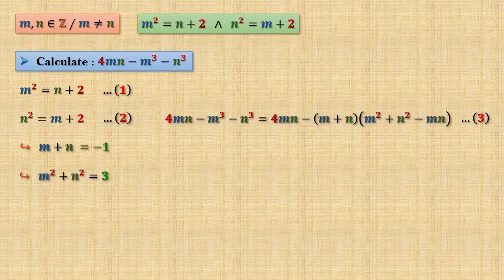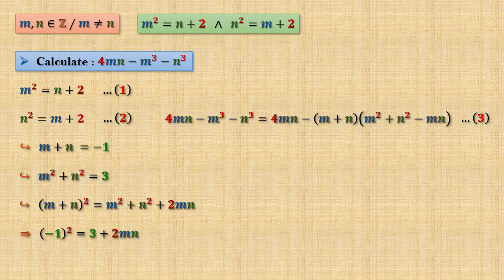Now we determine m times n. Using the identity m plus n all squared equals m squared plus n squared plus 2 times m times n, we substitute the known values to get negative 1 squared equals 3 plus 2 times m times n. Thus, m times n equals negative 1.